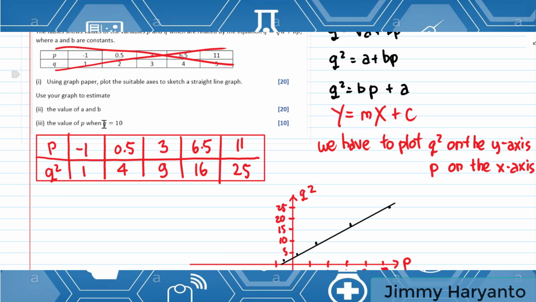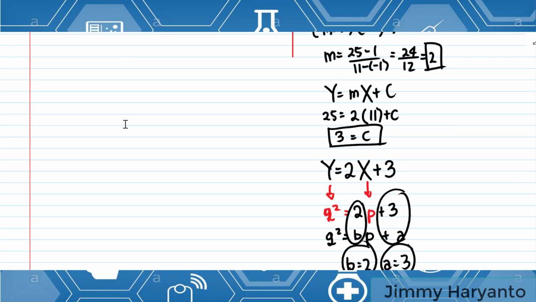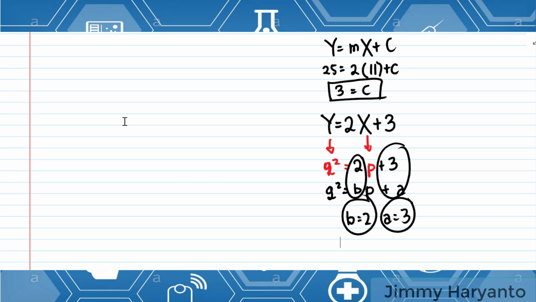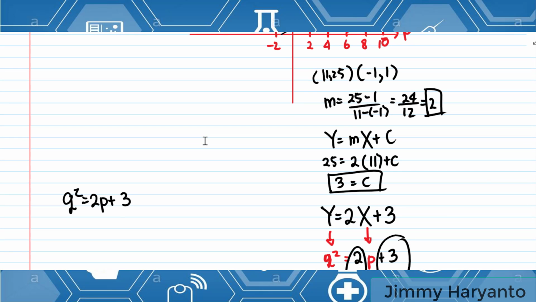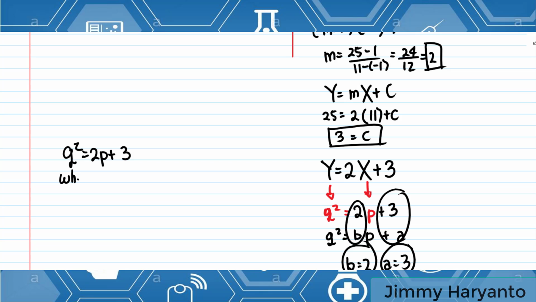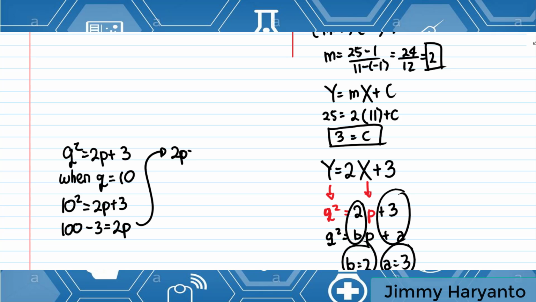The third one, the value of p when q equals 10. Now we have the equation q square equals 2p plus 3. When q equals 10, it will be 10 square equals 2p plus 3. 100 minus 3 equals 2p. So 2p will be 97. p equals 48.5.